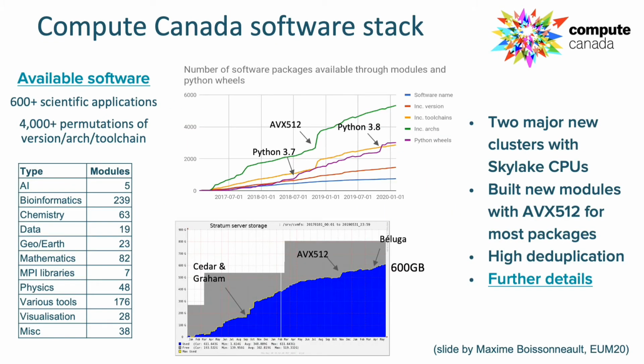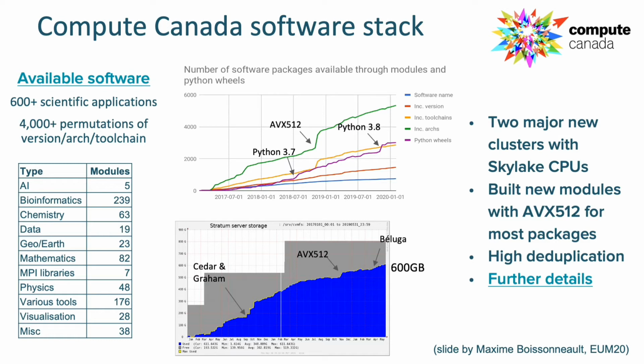Here's a slide I stole from Maxime's presentation with his approval, of course. On the left, it shows how many software packages are included in their software stack, which is over 600. And if you take into account software versions, different CPU architectures, and compiler toolchains that were used to install this software, there are over 4,000 installations included in this software stack.